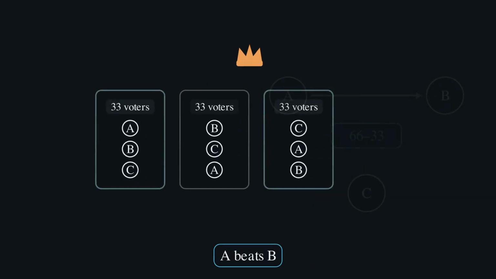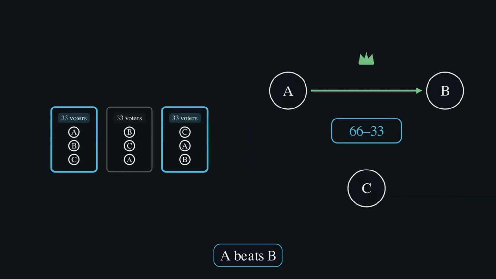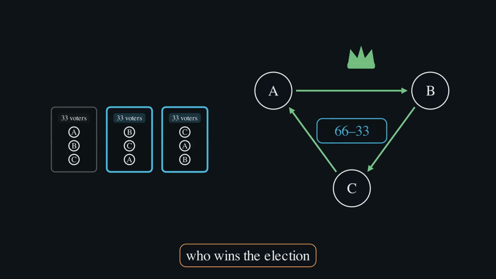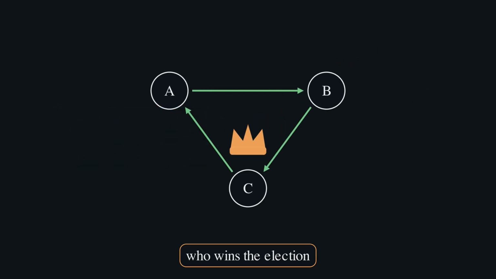The first and third groups both prefer A to B, so A wins 66 to 33. The first 2 groups both prefer B to C, so B wins by the same landslide. The last 2 groups both prefer C to A, so C also wins 66 to 33. Every contest is decisive, so who wins the election?